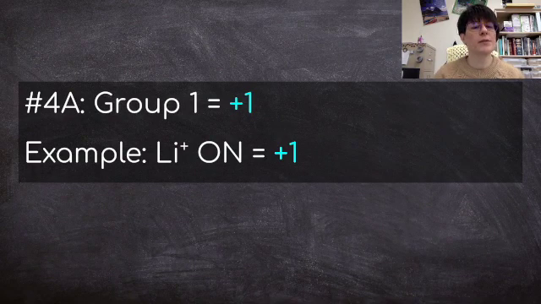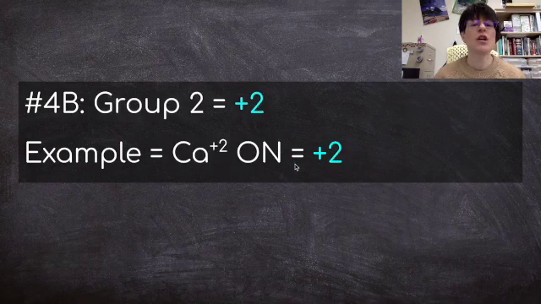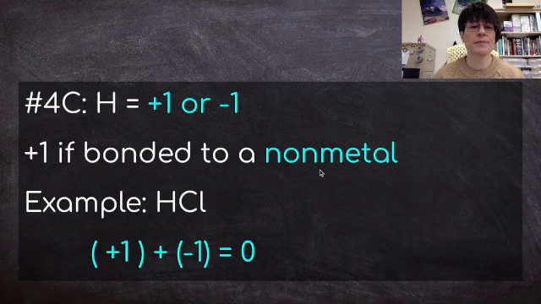Now, we're on to rule number 4, and these are like the special cases, okay? So there are a number of subsections to this. So group 1, our alkali metals always have a +1 oxidation number. So for example, lithium, its oxidation number is +1. Group 2 has a +2 oxidation number. So calcium, +2 charge on that ion, and its oxidation number is +2.